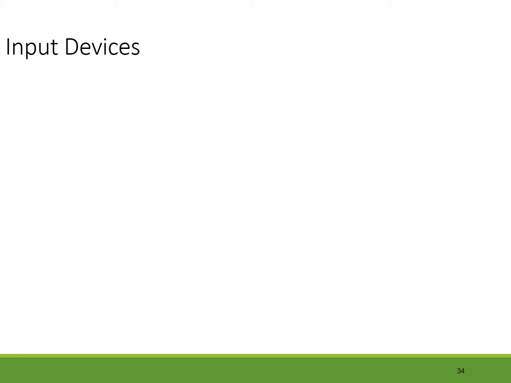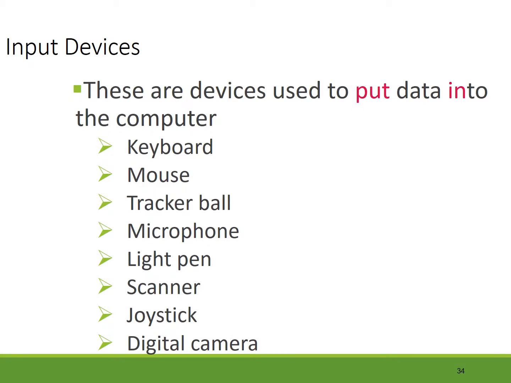Okay, looking specifically at input devices then, these are things that put information into the machine. So the main one would be your keyboard, the main input device, then mouse, trackball, microphone, pens, scanners, cameras, etc.